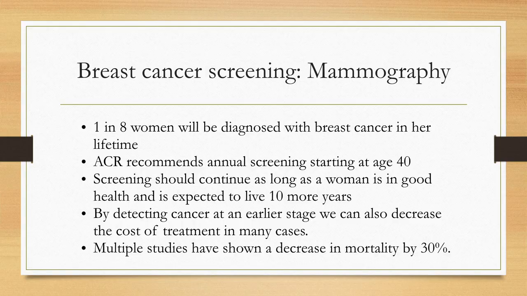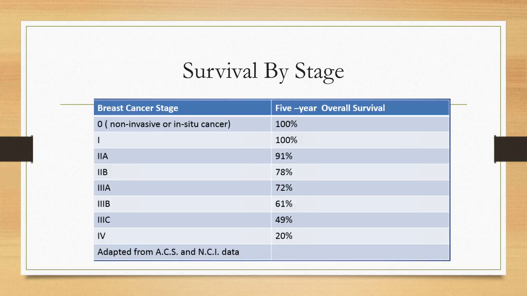By detecting cancer at earlier stage, we decrease the cost of treatment, and we also show a decrease in mortality by at least 30%. Just to show survival by stage, obviously the higher stage, the 5-year survival is lower. So stage 1 cancer has 100% 5-year overall survival, whereas a stage 4 would be 20%.